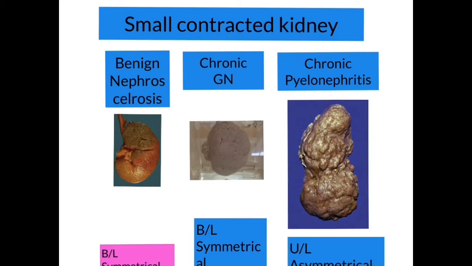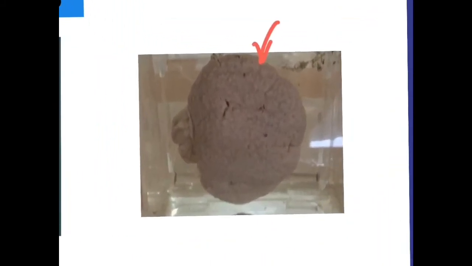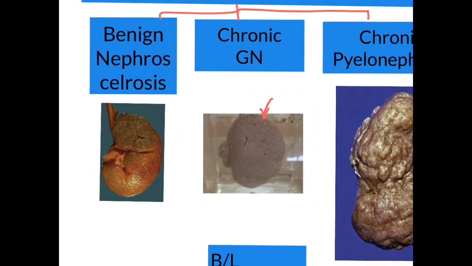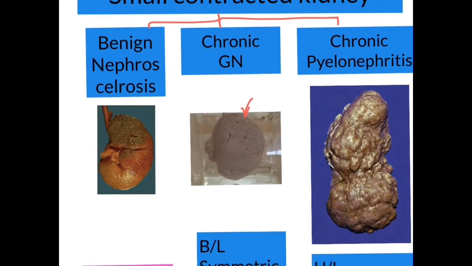The small contracted kidney is important because there are these 3 reasons because of which your kidney can become small. Out of these, the specimen we have in our laboratory is very easy to remember because it is the only one showing granules on the surface of the kidney, and that is the small contracted kidney. The reason is chronic glomerulonephritis. The other two are benign nephrosclerosis and chronic pyelonephritis.